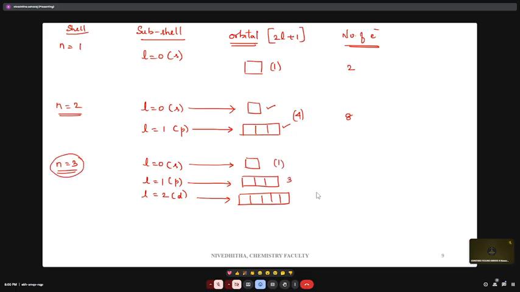So in the third shell, totally how many orbitals are there? 1 plus 3 plus 5. Totally how many orbitals? In the third shell, how many orbitals totally?